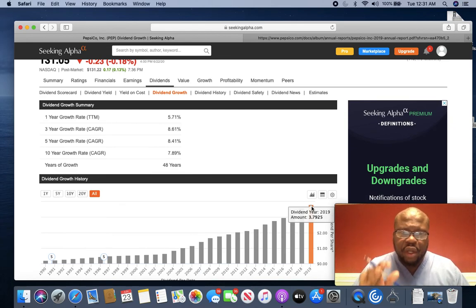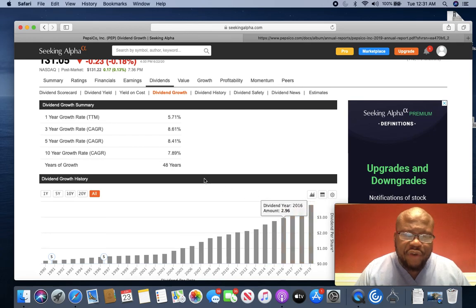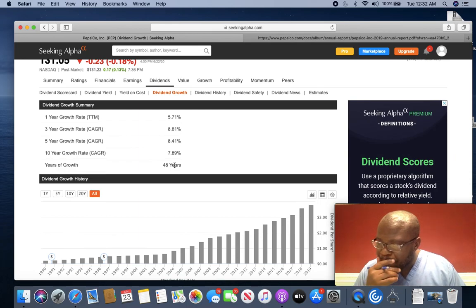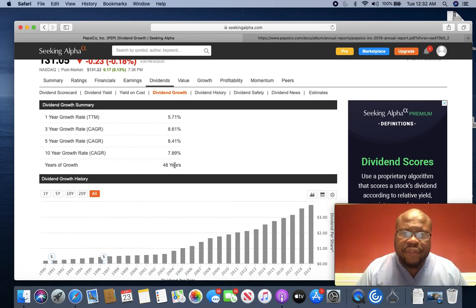So dividend history, you want to look at that. Years of dividend growth, almost 50 years. They're almost a dividend king. All right, remember, dividend aristocrats have raised their dividends year over year for 25 years. Dividend kings have raised it year over year for 50 years. They're almost a dividend king. So those are some of the things, guys, you want to look at.